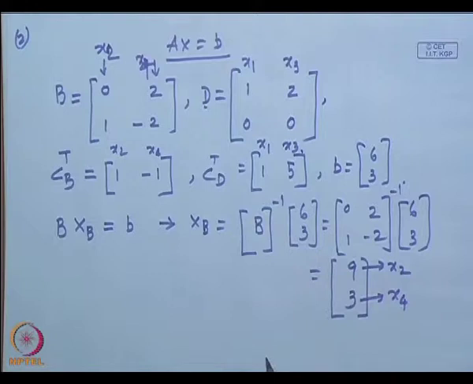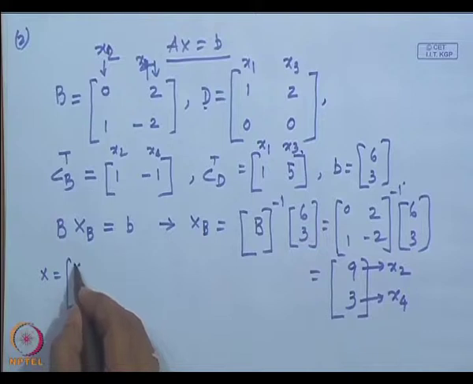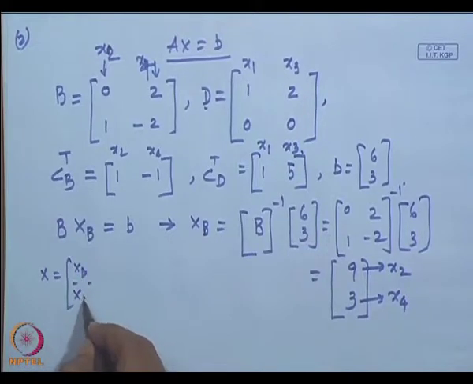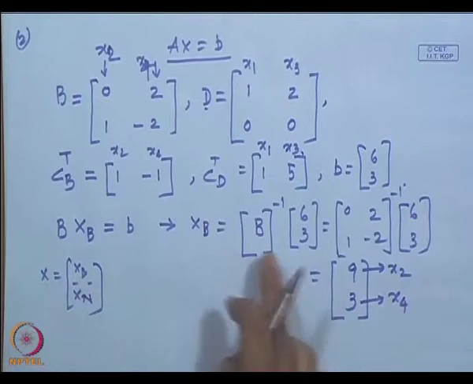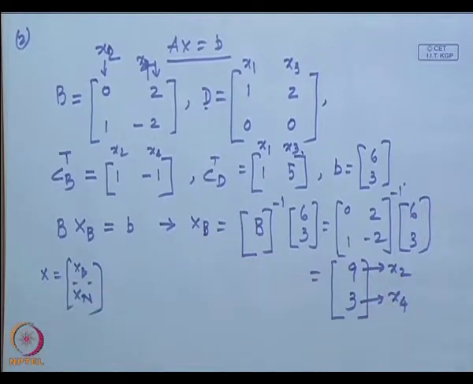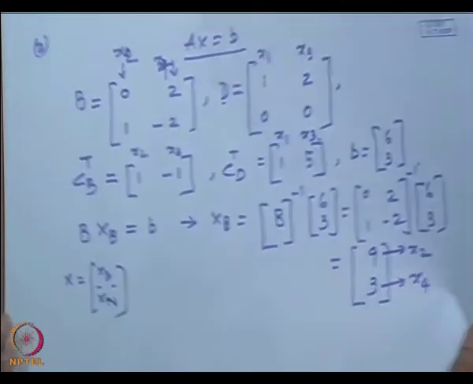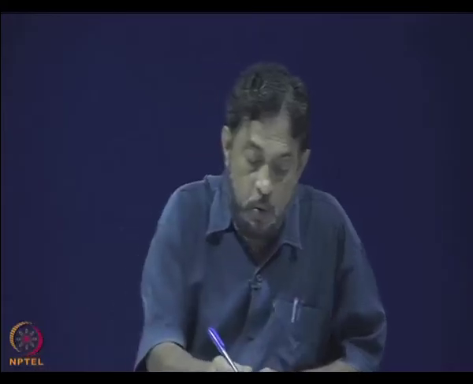The way we have partitioned x, into x B and x D or x N, that way x B is equal to this. So, our basic variables are x 2 and x 4. So, you got this. Next, once you have the basic variables, you have to find the objective function value, to see whether the function value is reduced or not, though in a true sense it is not necessary.